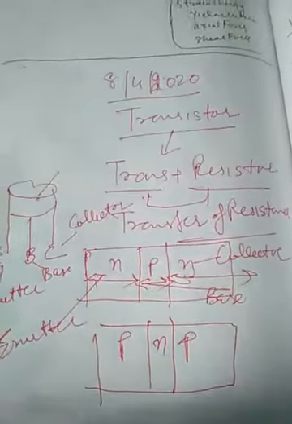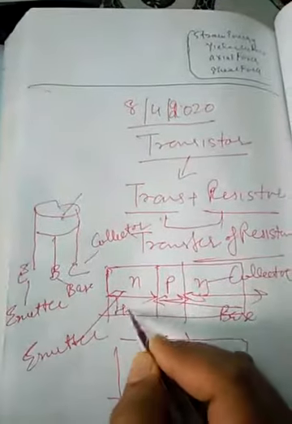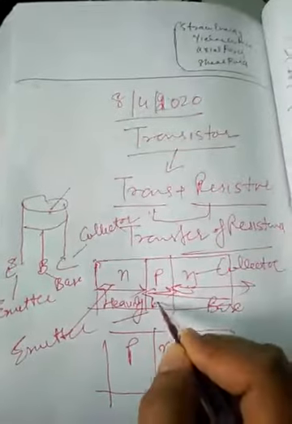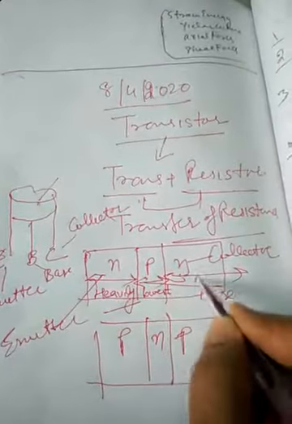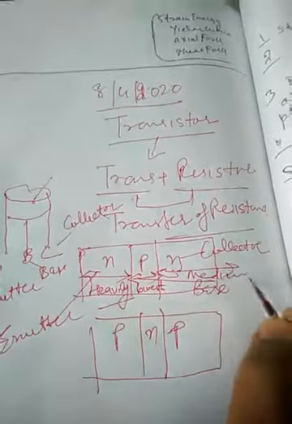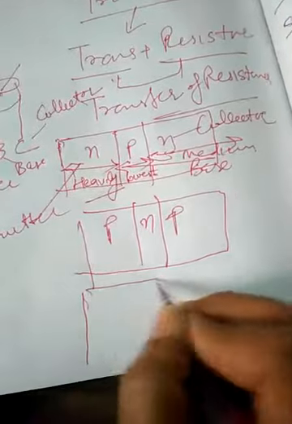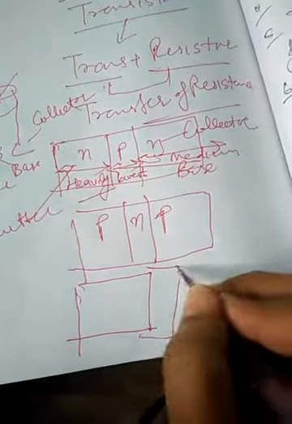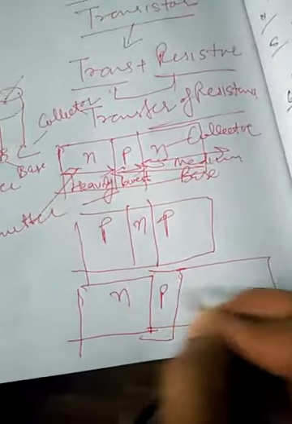Then the doping, the impurities added: the emitter is heavily doped, the base has the lowest doping, and the collector has medium doping. Then biasing is done, which we will discuss later on. So the exact structure of an NPN transistor is like this: a medium size, a smaller size, and a larger size. So the NPN transistor is not symmetrical.